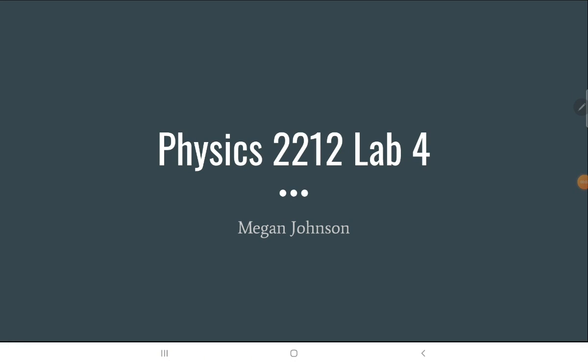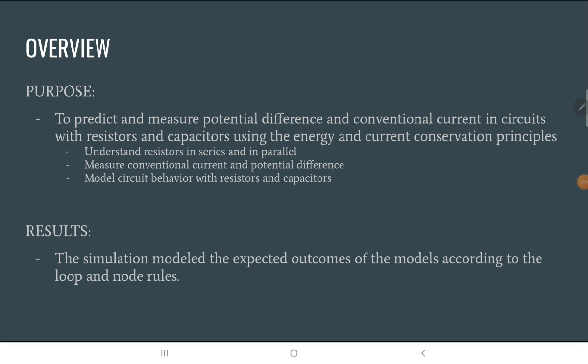Okay, this is lab 4 for Physics 2212, and this lab is about circuits. So the purpose of the lab is to predict and measure potential difference and conventional current in circuits. So we're going to use resistors and capacitors to model different circuit setups, and then to do the calculations, we're going to use the energy and current conservation principles.